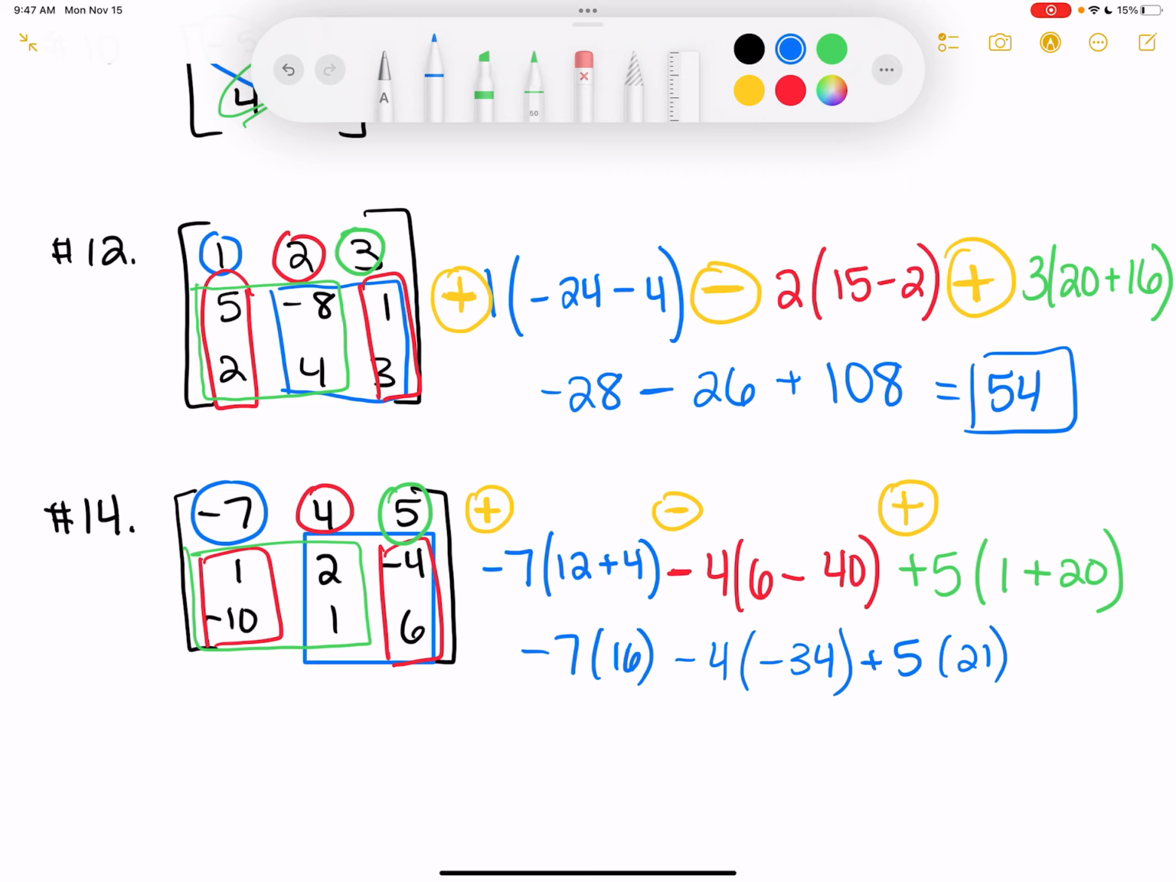So let's see. So this is negative 112 plus, what was it, 136? And plus 105. So let's see. I'm going to go ahead and subtract that. So that leaves me with what, 24? So 129.